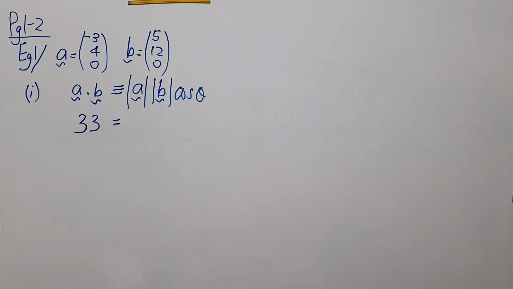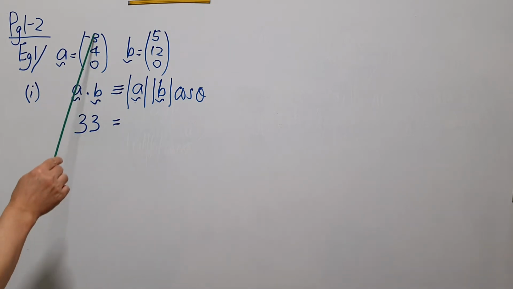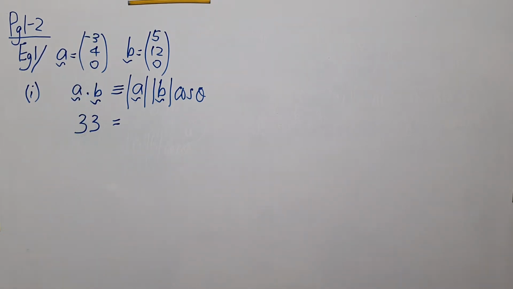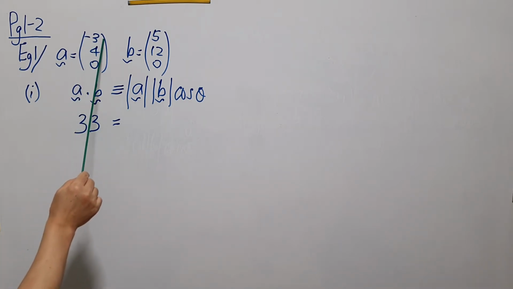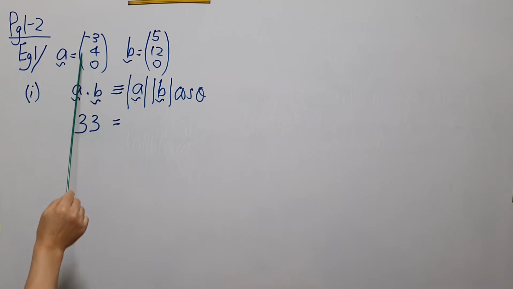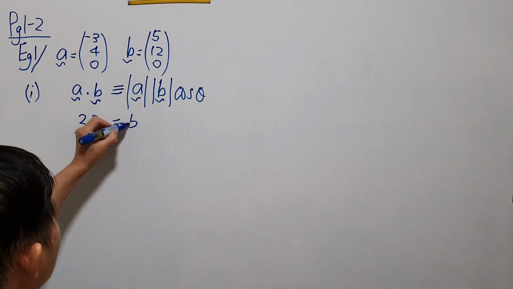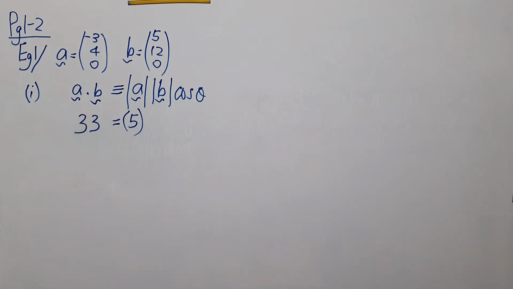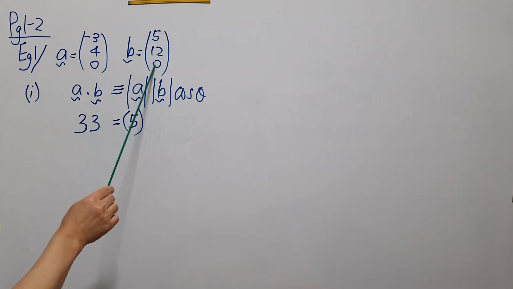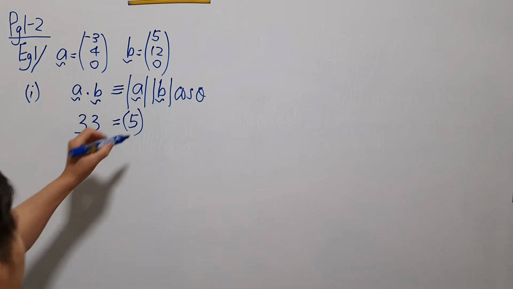And then you want to find the modulus of A. How do you find the modulus of A? If you could recall, to find the modulus of a vector, you find the square of this, square of this, the square of this, add them up together, and square root it. If you do that arithmetic, you will get 5. Likewise, to find the modulus of B, you square, add up together, and square root, you get the number 13.